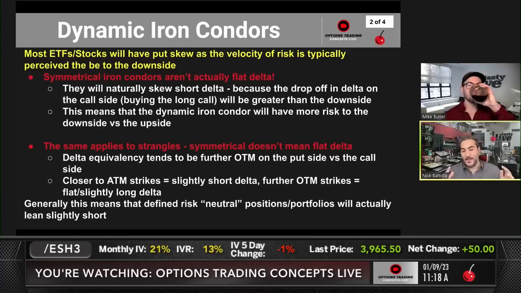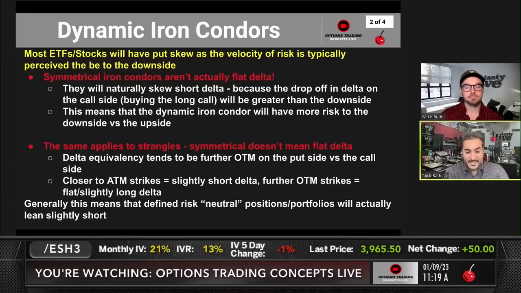So this means that if you're going 30 delta short option for your short put and your short call, and you go $10 wide, the call that you're buying is going to have a much lower delta than the $10 wide put that you're buying on the downside. And so you're naturally going to lean a little bit short.